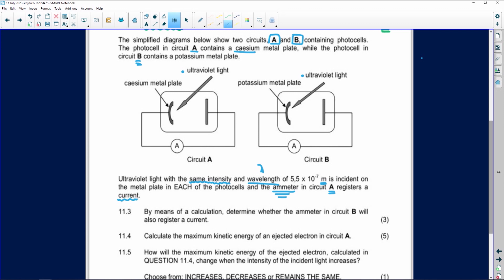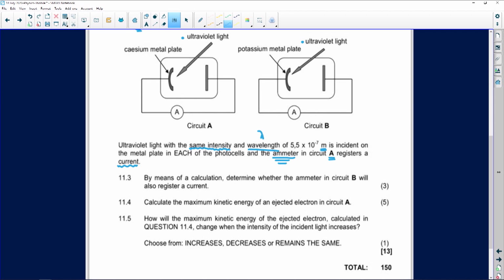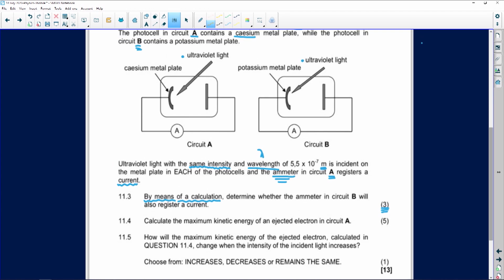So we have enough current. Now let's see what we have to answer. By means of a calculation, so they don't want you to explain, they want you to give a calculation. For 3 marks, you are going to get a mark for using the correct formula. So by means of a calculation, determine whether the ammeter in B will also register a current. Now, how do you go about a question like this? I want you guys to take a clear head and think about it. I want to make an example, then I'm going to go back to the photoelectric effect.